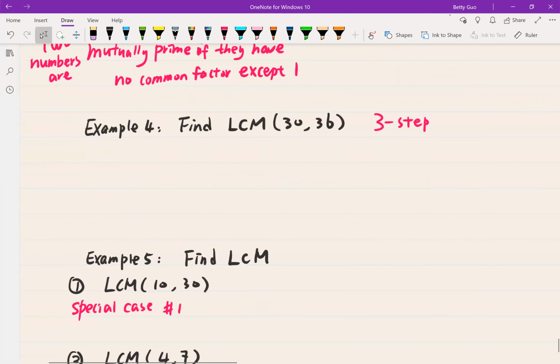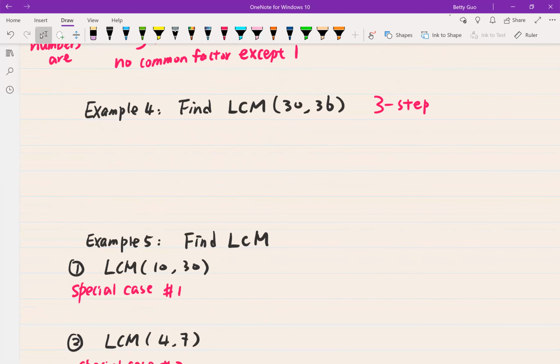Example 4, let's see how we find the LCM of two integers. LCM stands for least common multiple. So in this case, we are looking for the least common multiple of 30 and 36. I have a 3-step procedure for this problem again. So let's see how the 3 steps work.